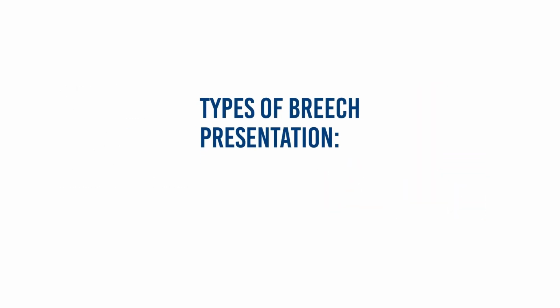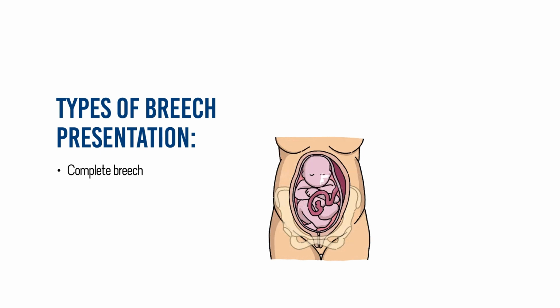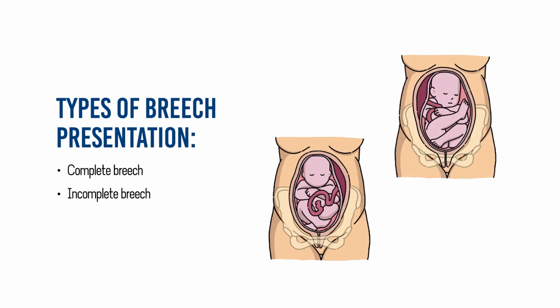Types of breech presentation. Breech presentation includes complete breech, where buttocks and both feet are presenting, with legs flexed at hips and knees, or incomplete breech, which can be an extended breech, kneeling breech or footling breech.